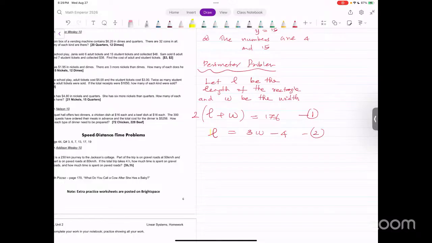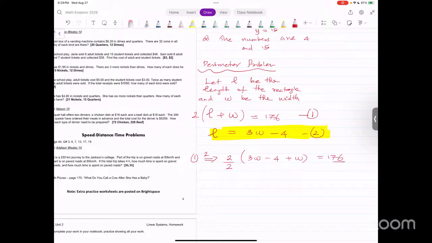The L is already isolated for you guys here. L is isolated for you. It's sitting there, laughing at you, smiling at you. Hey, here I am, L. My name is 3W minus 4. Do you want to use me? Yeah, sure, why not? I'm going to use it in number 1, I'm going to use that in number 2. So 2 times L is going to be 3W minus 4, plus W, is equal to 176.